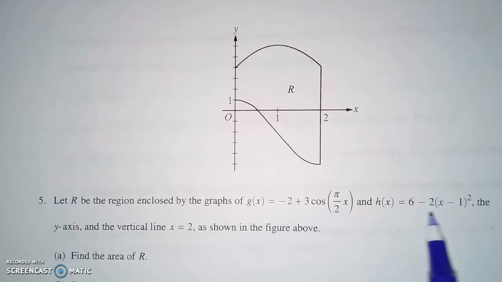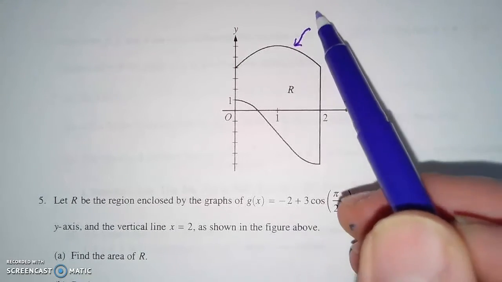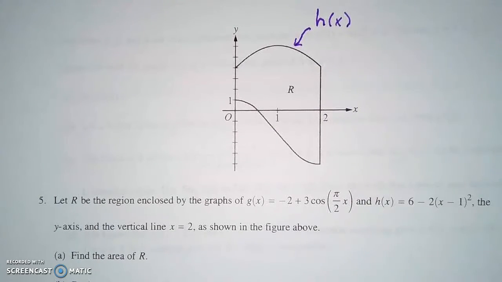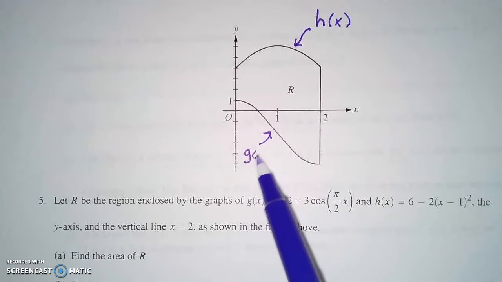If you look at this one right here, it's an x squared with a negative out in front. That means it's a sad parabola, so this has to be the upper. That is h of x. And the lower curve is a cosine curve, which would make sense right here. This is going to be g of x.